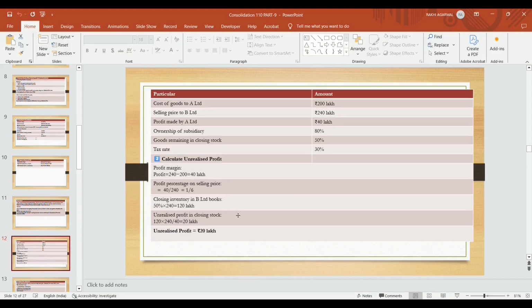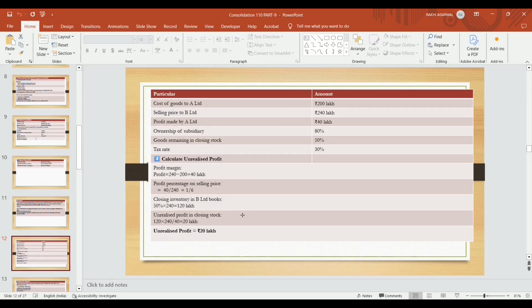So the cost of goods sold is 200 lakhs. A Limited का costing 200 lakhs है, जो कि A Limited ने sell किया to B Limited at 240 lakhs. So A Limited recognizes a profit of 40 lakhs. Ownership of A Limited in the subsidiary's books is 80% and goods remaining in the stock of B Limited are 50%. Tax rate is 30%.